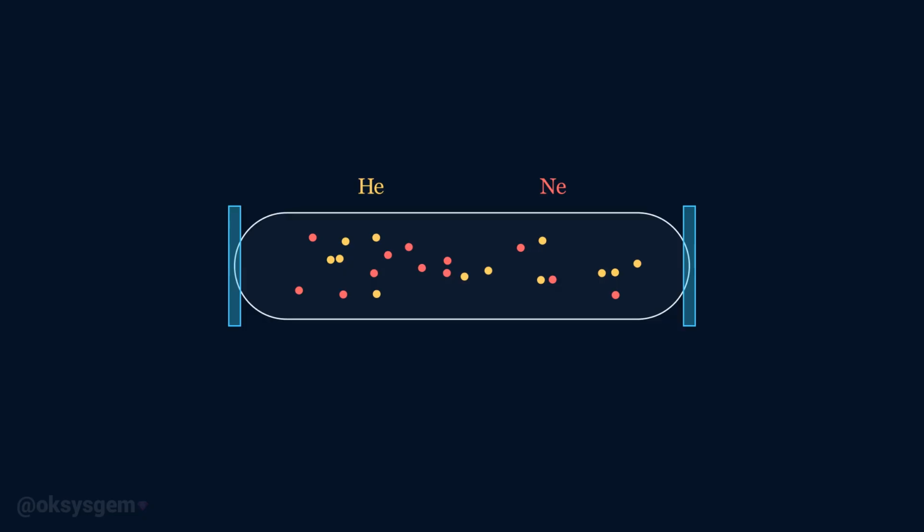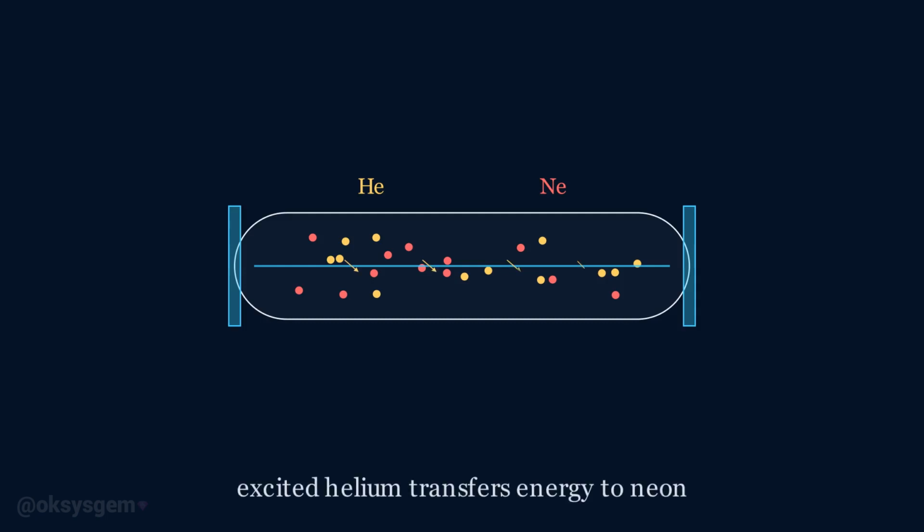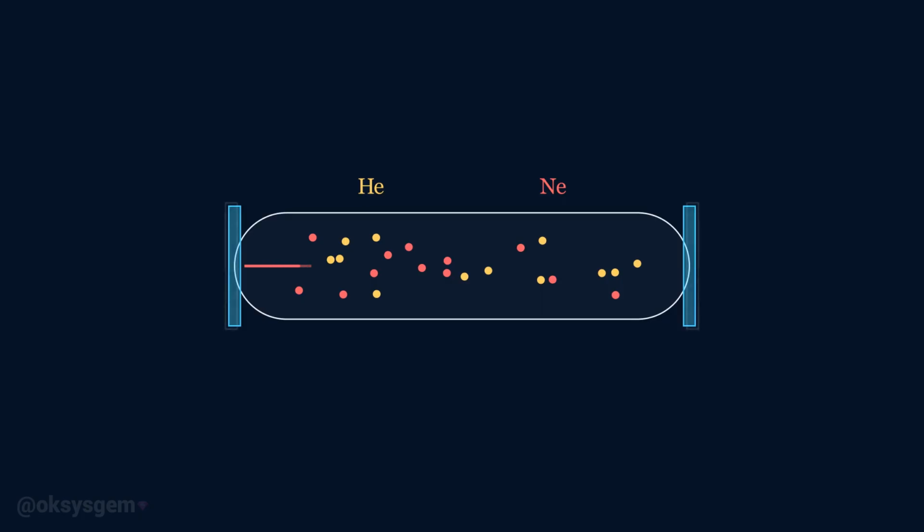The electrical discharge first excites helium atoms. Those excited helium atoms collide with neon atoms and transfer energy to them, placing the neon into the energy states required for laser emission. Mirrors positioned at the ends of the tube then allow stimulated emission to build into an organized beam. The classic helium-neon laser produces red light at a wavelength of about 632.8 nanometers.